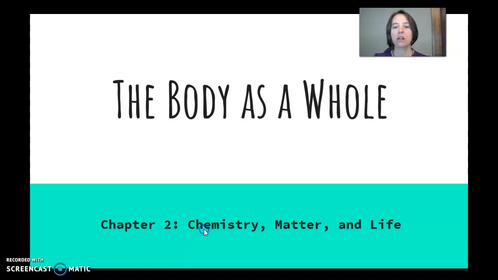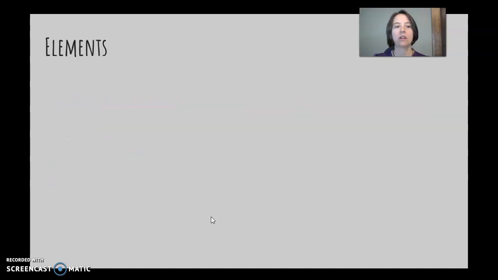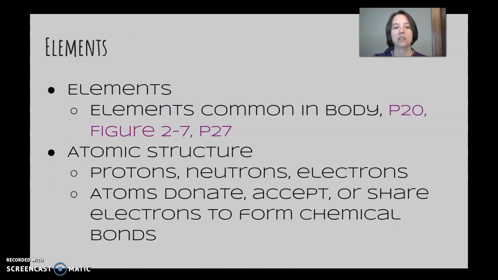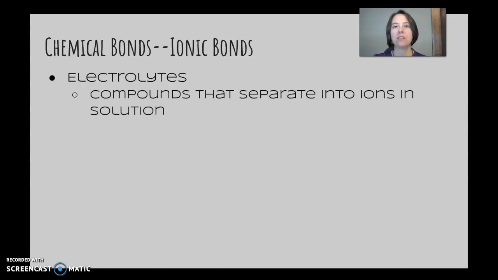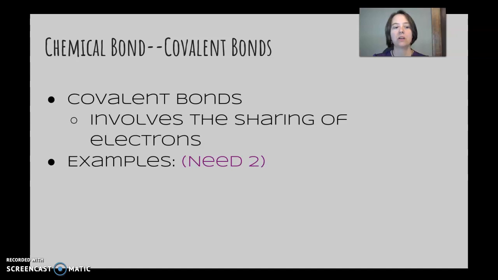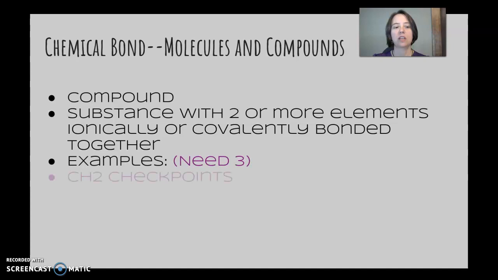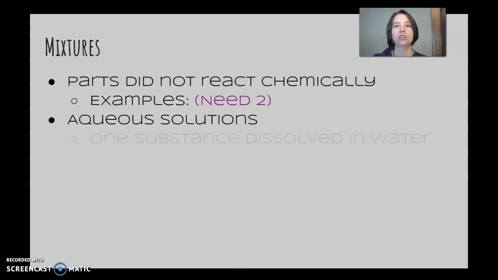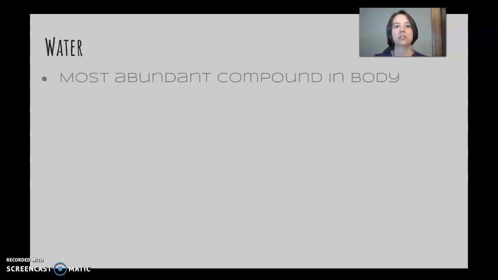And then, if you recall, in Part 1, we figured out what happened with Margaret. We talked about elements and their atomic structure. We talked about ionic bonds and how they donate and accept electrons. We talked about electrolytes and how they're important in your body. We talked about covalent bonds and how they share electrons. We talked about different types of compounds. And we talked about mixtures, which are substances that do not chemically react, and some aqueous solutions and suspensions.